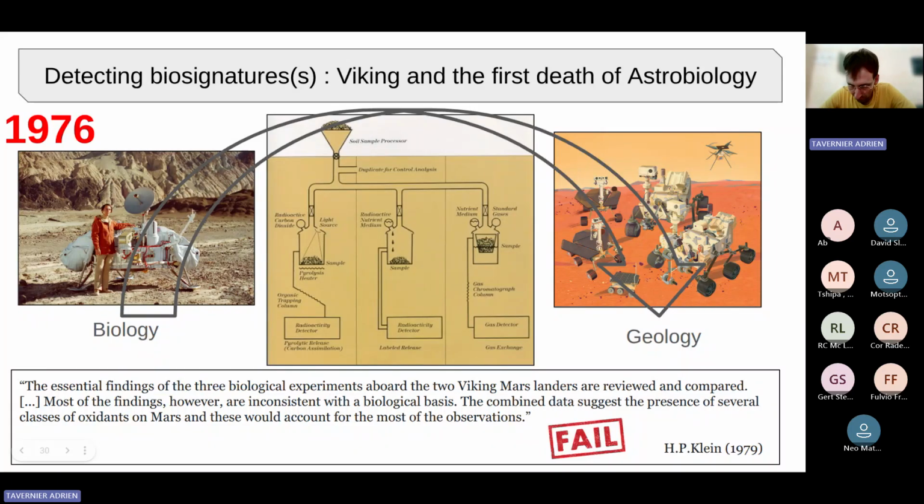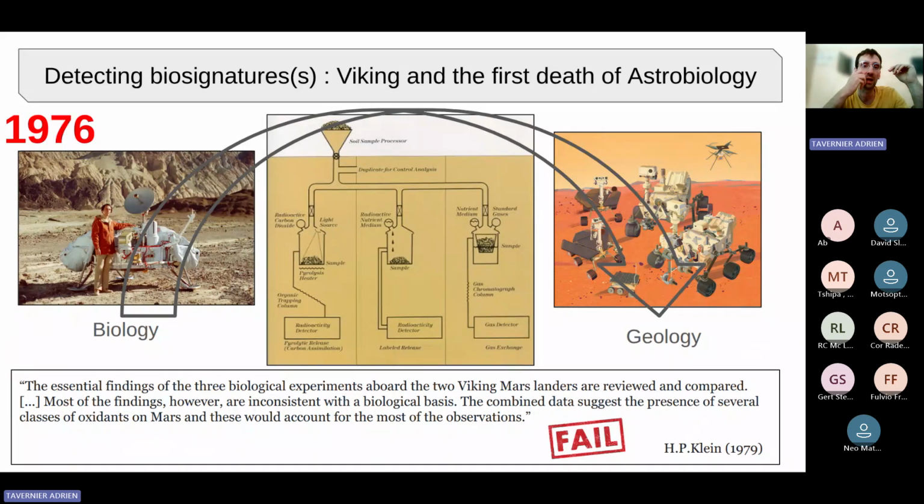So you have here the kind of conclusion of H.P. Klein, who was the PI of the mission. The essential findings of the three biological experiments about the two Viking missions, because there were two Vikings in two different places, are reviewed and compared. Most of the findings, however, are inconsistent with a biological basis. The combined data suggests the presence of several classes of oxidants on Mars, and this would account for most of the observations.